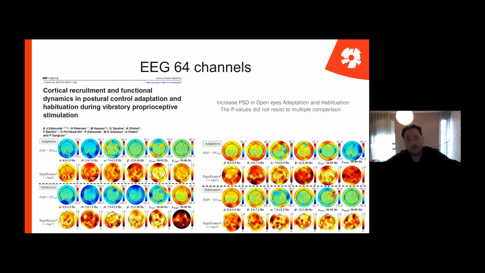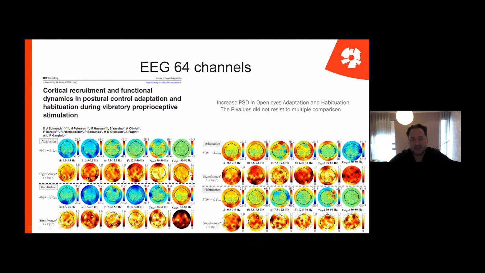Well, we have done two publications on this study, one from the results from the 64 channels and one from the 256 channels, the same cohort. What is interesting for people who are not familiar with the topological plot of EEG, what you are seeing here is the power density of the EEG signal. So meaning the intensity of what we measure on the cortex while the experiment goes on, during the adaptation period and during the habituation periods.